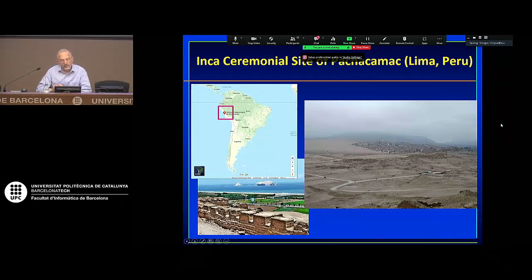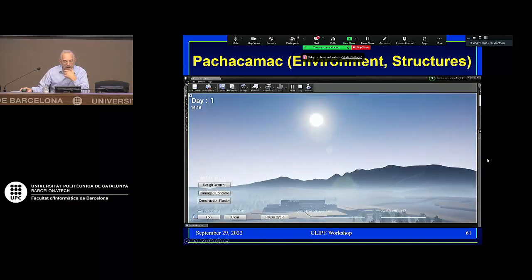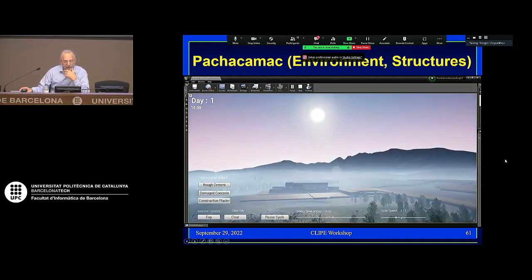Now let me tie this down a little closer to Petrochemic and we'll finish up. So this is on the west coast. This is actually the Pacific Ocean out here. It's a huge site that's right on the edge of Lima, Peru. And to give you an idea of the scale of the site, we'll take you on a quick fly through here.